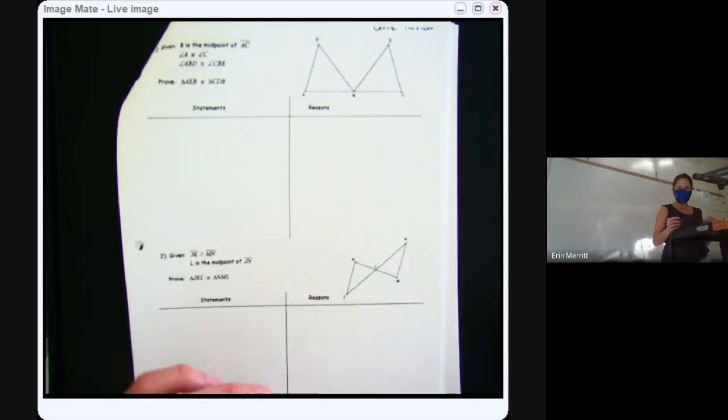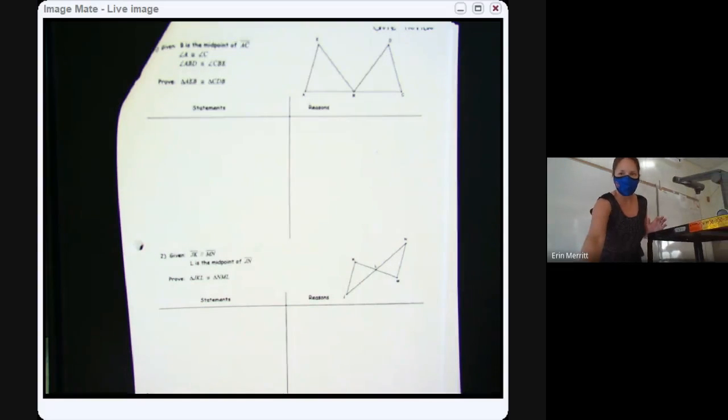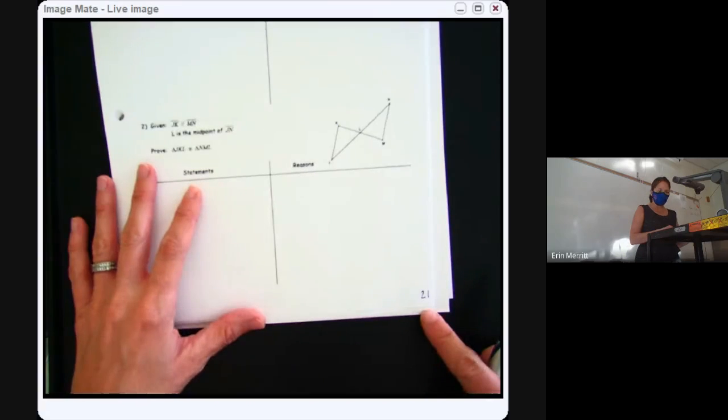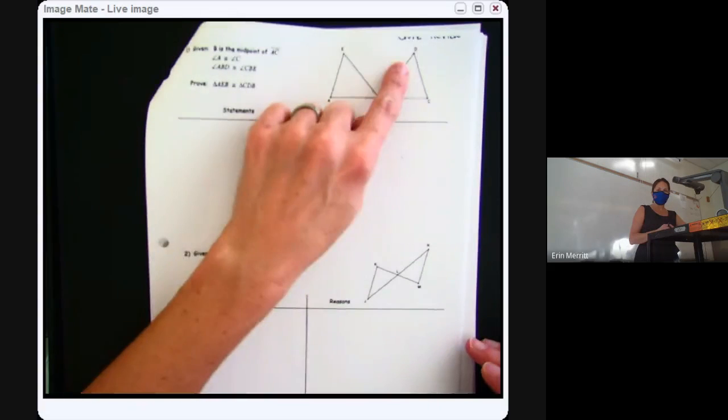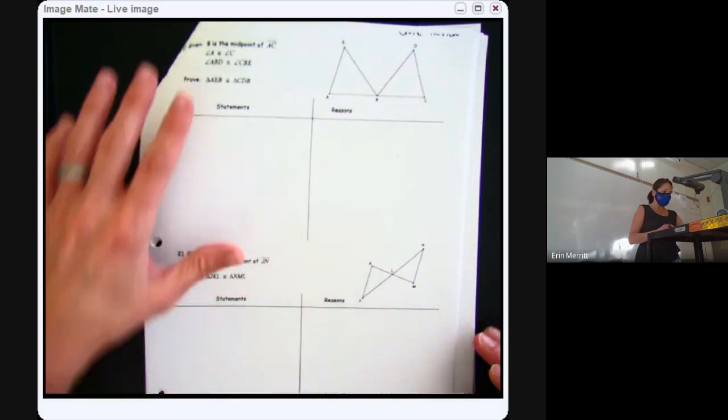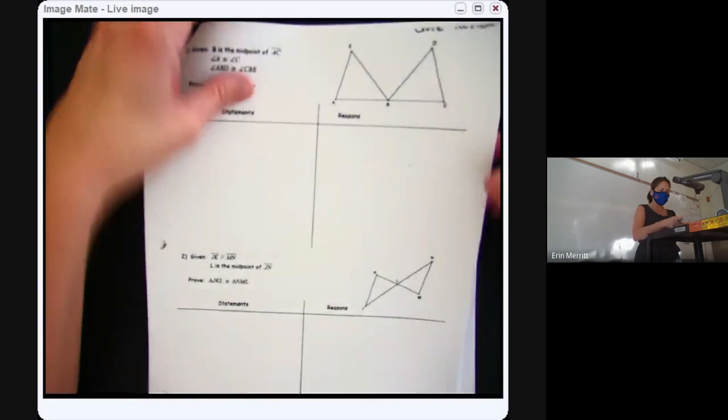All right, all I wanted to talk to you guys about is the review that we are going to be doing tomorrow in class, whether you're at home or whether you're in school. It starts on page 21 of the packet. All right, it got a little chopped off. It says quiz review up at the top here. There are 12 total proofs.